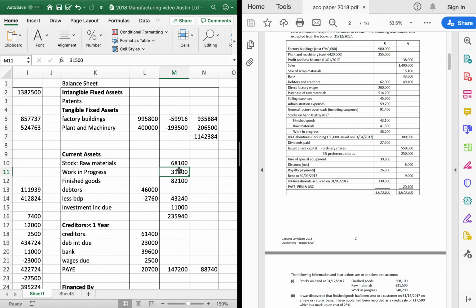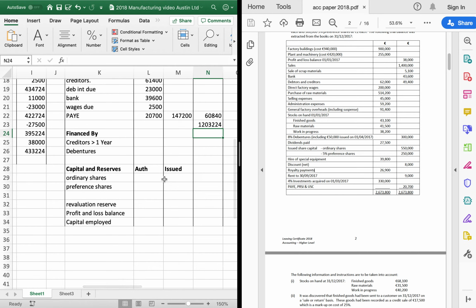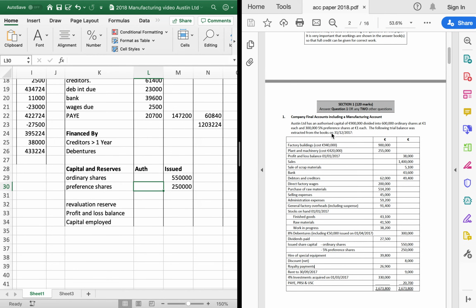I took the wrong numbers, sorry. That should be 31.5. The work in progress is 40,200. Again, just taking care. So add that on. Is 1,203,224. Your shares then. So your issued shares 550 ordinary and 250 preference. Would say make sure to put in your authorized. So 600 and 300.